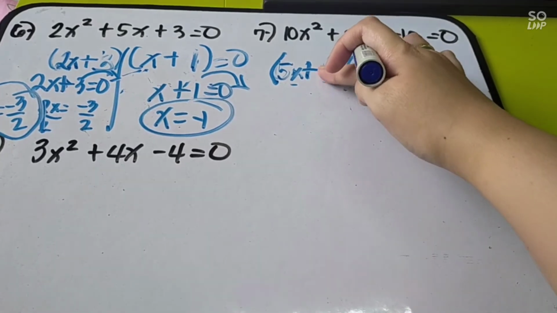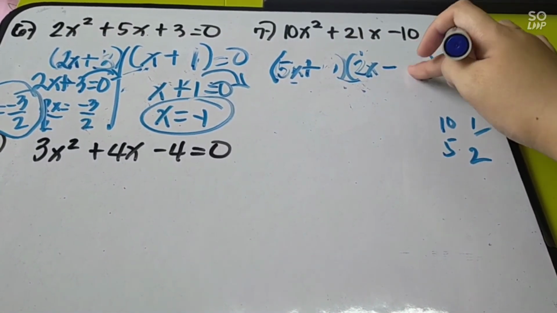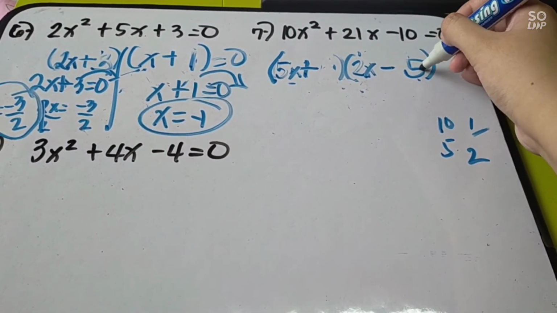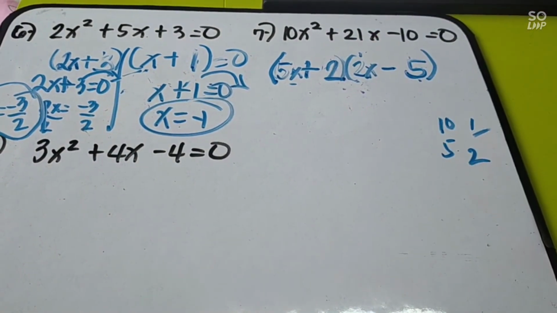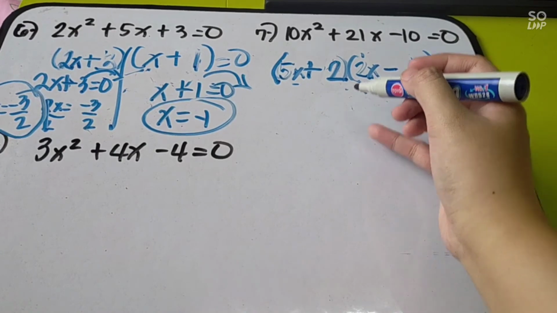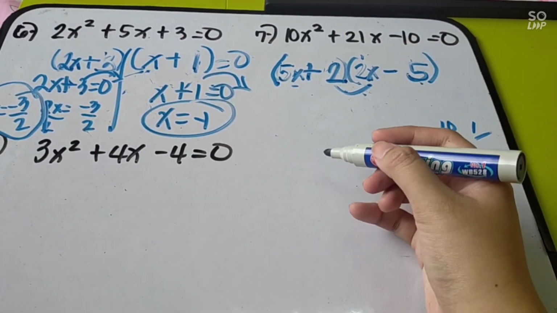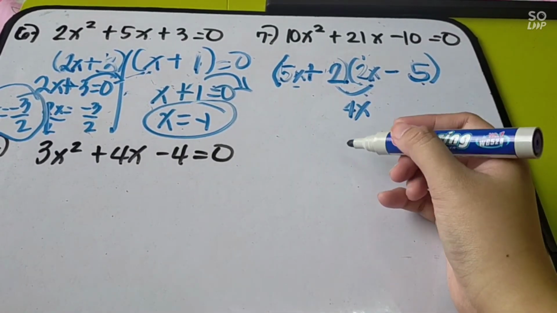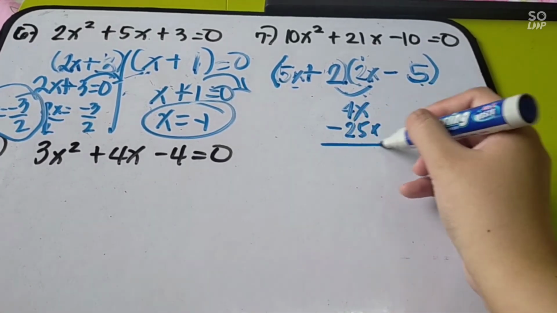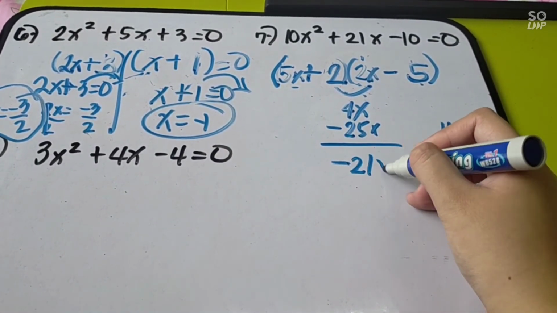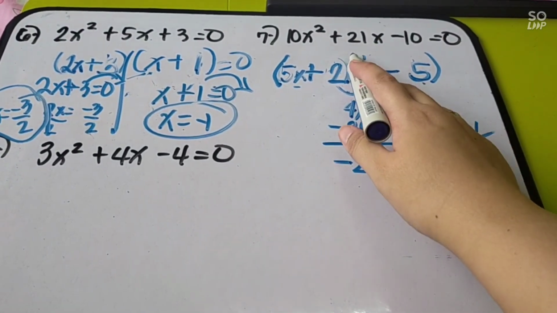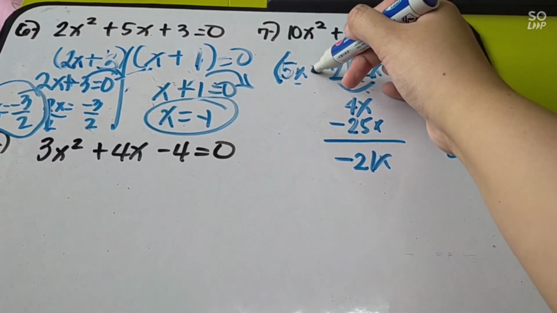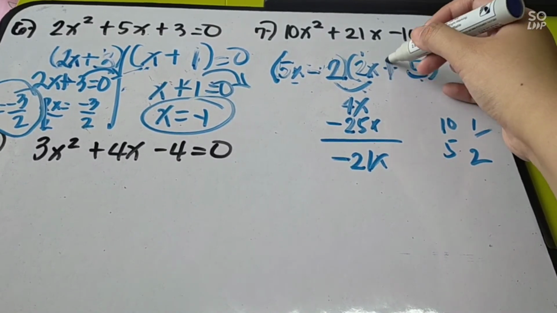Try naman natin ito. Gagawin natin tong 5 and 2. Dito yung 5. Dito yung 2. Okay? Let us try. We have here 2 times 2. We have here 4x. Then, 5 times 5. We have here negative 25x. So, magiging sagot ay negative 21x. Naku, malapit na! Kasi negative ito, kailangan positive. So, anong gagawin natin? Pagpapalitin na lang natin yung sign. Ito gagawin natin negative, then this one becomes positive.